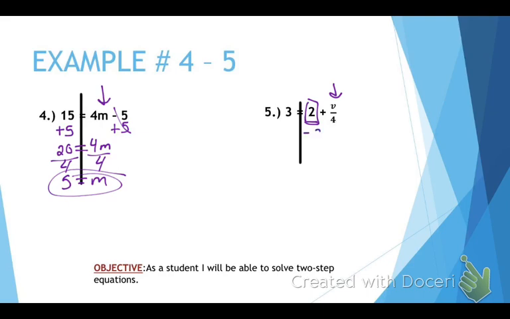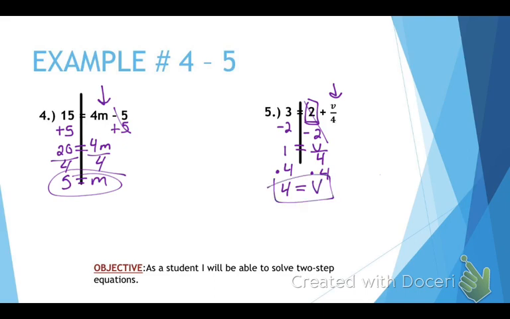How do we get rid of positive 2 or plus 2? Well, we subtract 2 to both sides. So 3 minus 2 is 1. 1 equals v over 4. So this gets crossed out. Next, v divided by 4. How do we get rid of divided by 4? Well, we multiply it by 4 to both sides. 1 times 4 is 4, and 4 equals v. So you should have 4 equals v.